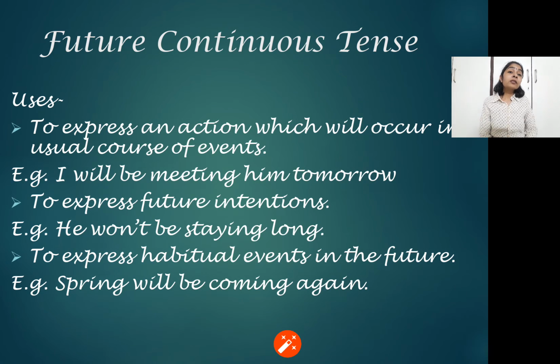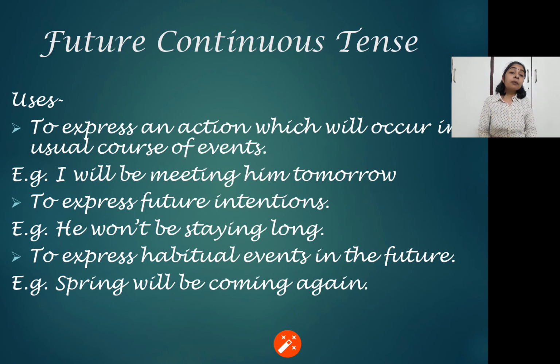Next, to express future intentions also. That means what I am willing to do tomorrow, that also we are expressing in future continuous tense. He won't be staying long. That means his intention is not to stay long here. He is thinking to just go, to leave the place. So he won't be staying here for long.